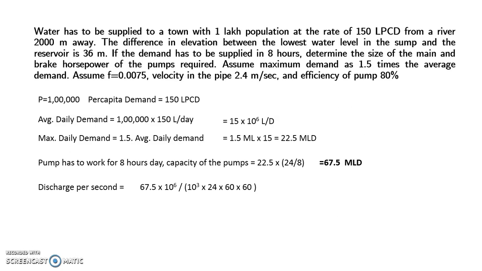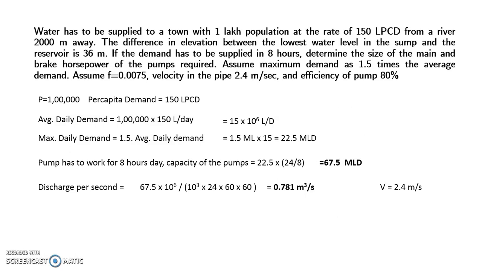So let us convert a day to seconds. It's 24 into 60 into 60. Ultimately we have a value in terms of meter cube per second for discharge Q, and that is 0.781 meter cube per second. So V is 2.4 meter per second.